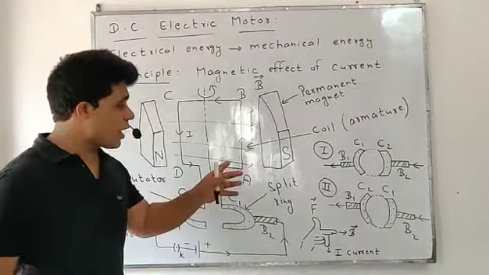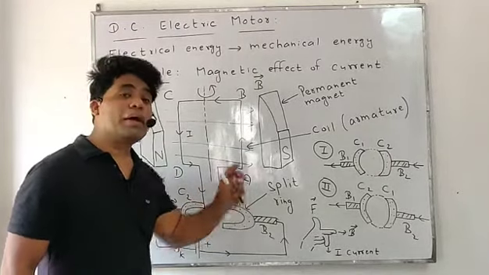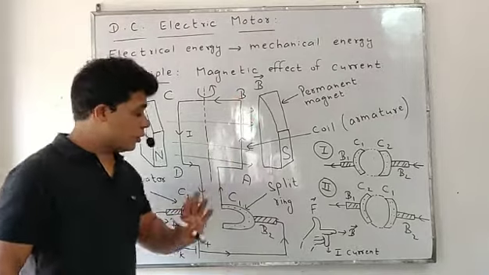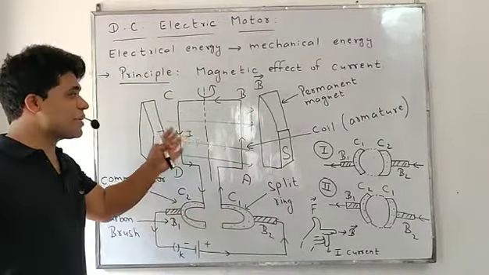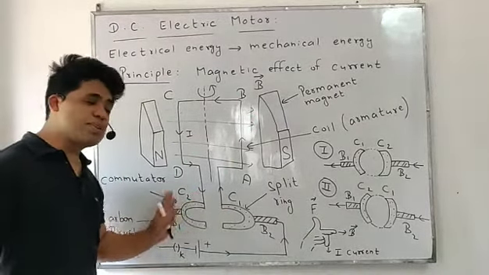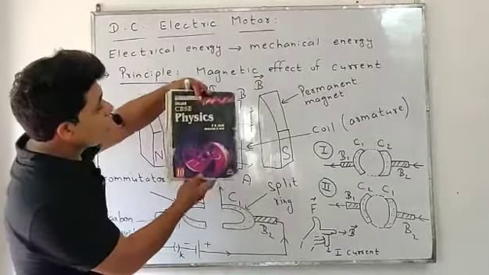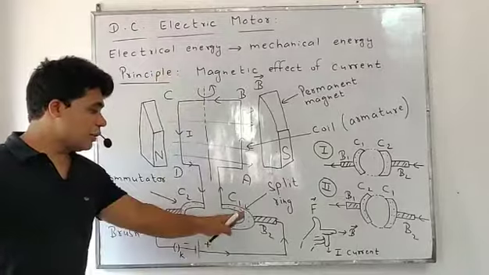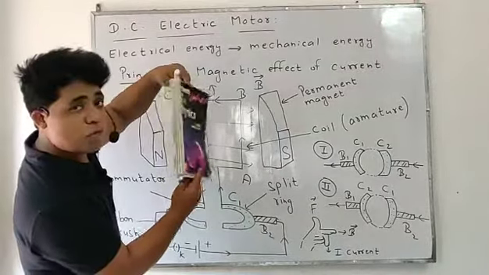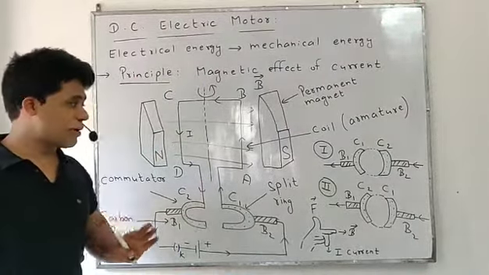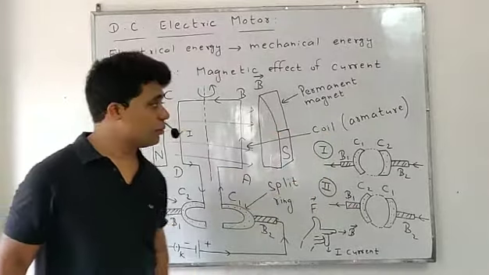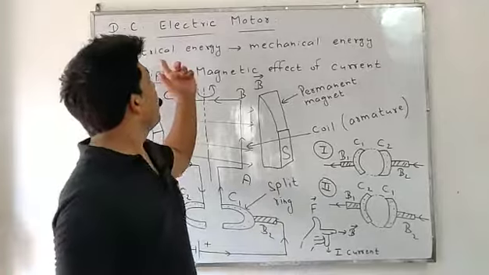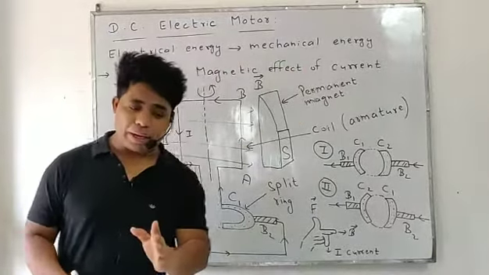In the first half cycle, the direction of current was from B to A. In the second half cycle, the direction of current was from A to B. Due to this change in the direction of current in the coil by split ring C1 and C2, we will get the rotation of the coil in the same direction, in both the first half cycle and second half cycle. Now students, in this way the electrical energy is converted into mechanical energy.